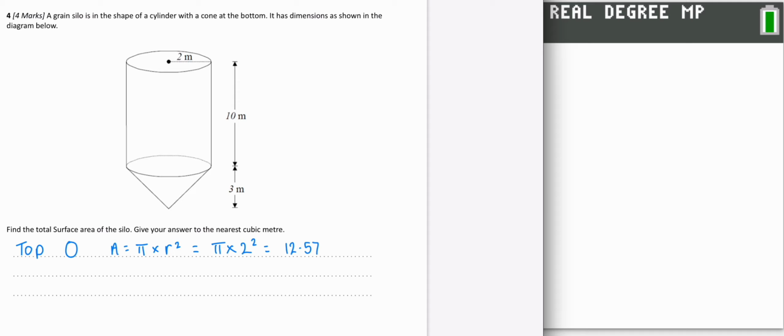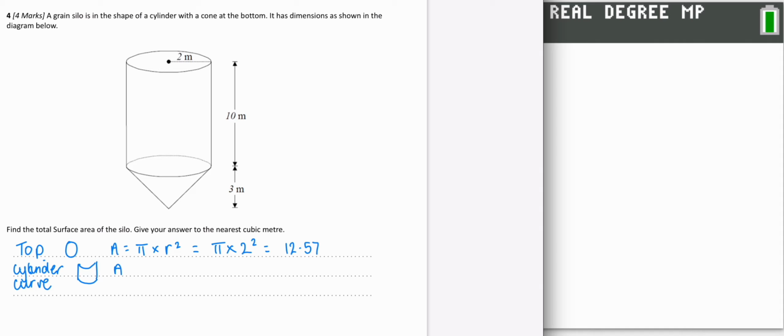And then the next part, if I move down the shape, is the edge piece that wraps around, which is this part here. So I've now got the cylinder, and it's the curved part only. So the cylinder curved part. It's this shape that's wrapped around.